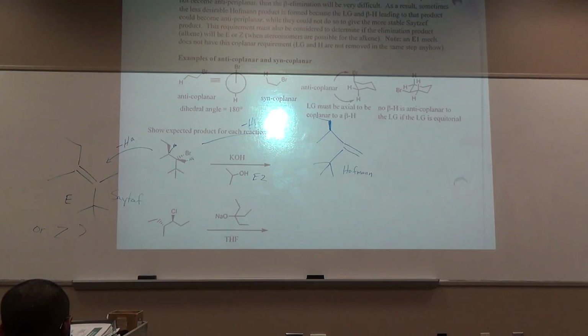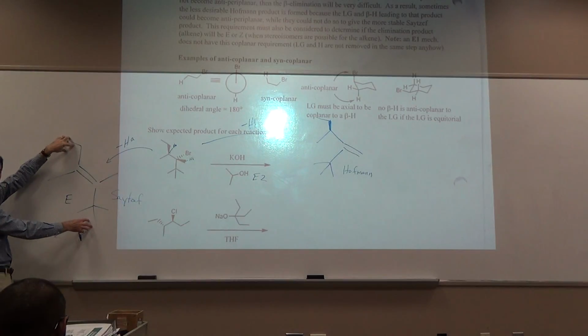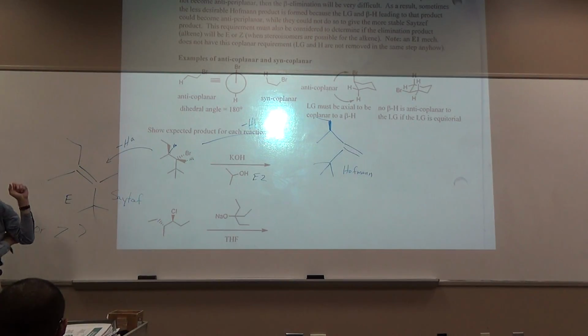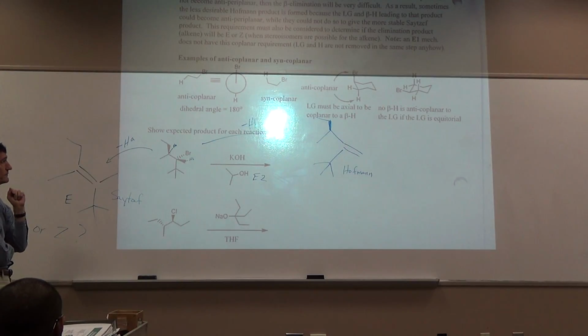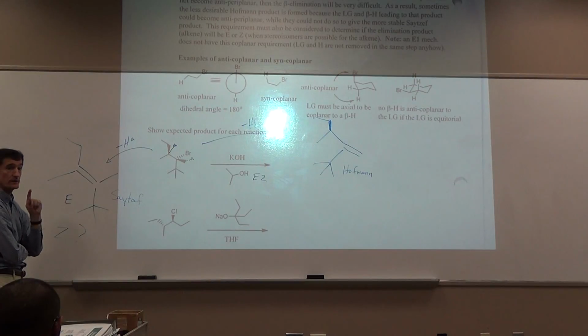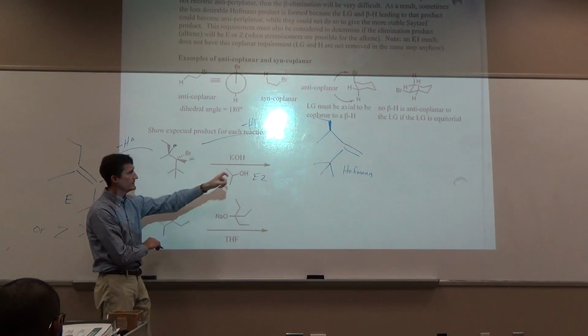Which one do you get? Okay, which one would the system like to get? Which one's thermodynamically the best? This. Tetrasubstituted and E, big groups opposite. But do we get that? What's the stereochemical requirement for the elimination? We need to look at that. But before we look at that, let's look at the base.